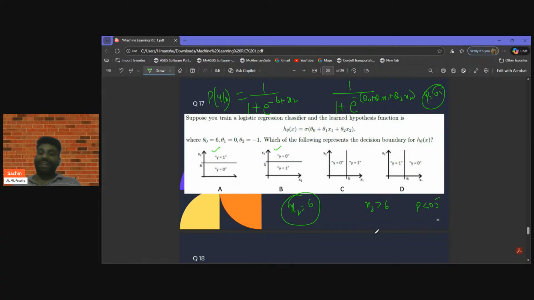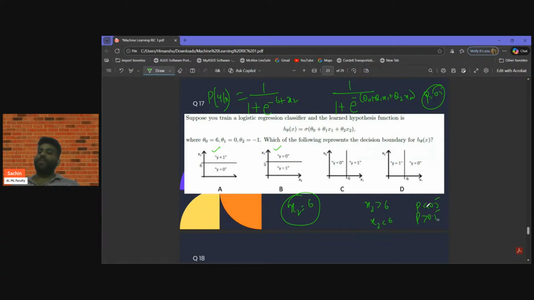If x2 is less than 6, what would be happening in that case? I'll be getting a minus number. So overall, I'll be getting a number smaller than 1 over here. If this number is smaller than 1, overall this would be less than 2. Overall, this probability would be greater than 0.5. So what we can really infer from here is that when x2 is greater than 6, my probability is actually reducing.